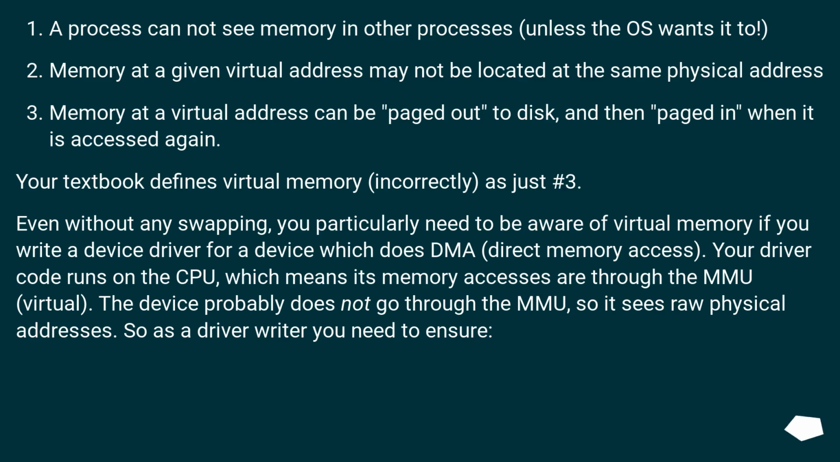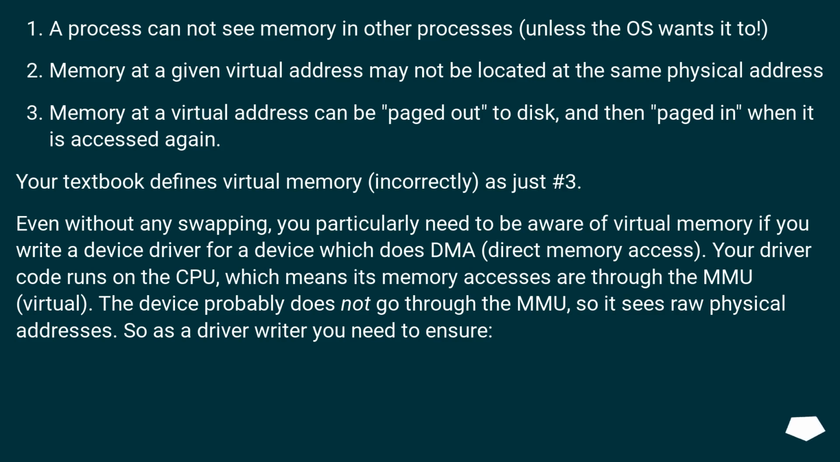A process cannot see memory in other processes, unless the OS wants it to. Memory at a given virtual address may not be located at the same physical address. Memory at a virtual address can be paged out to disk, and then paged in when it is accessed again. Your textbook defines virtual memory, incorrectly, as just number 3.